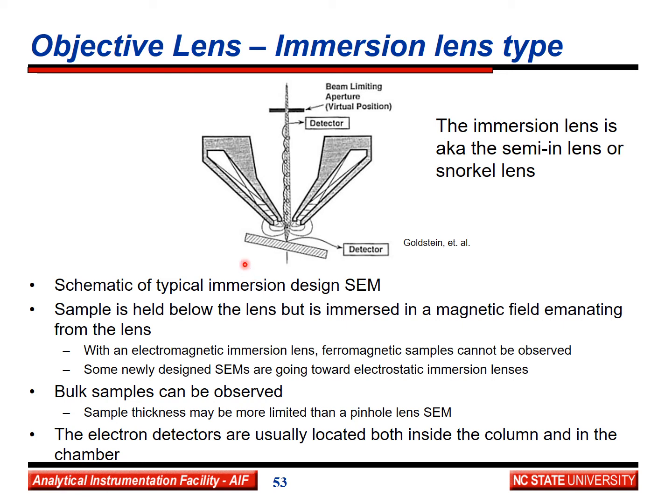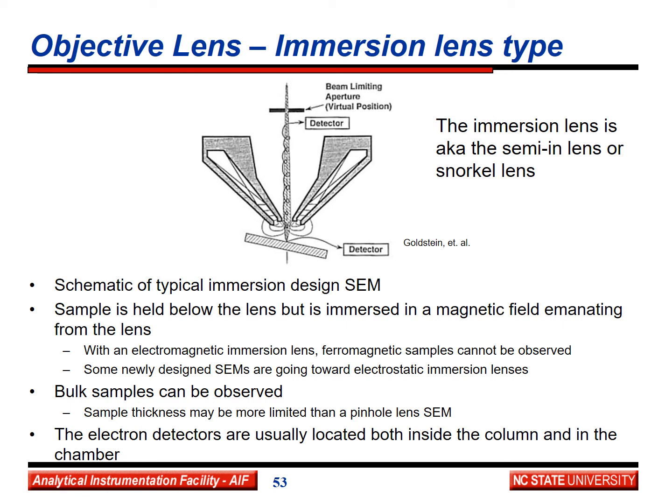Immersion lenses, a schematic of which is shown on this slide, were developed to have the best of both worlds, the potential for both a bulk sample and the ability to immerse the sample in a magnetic field from the lens. Electrons in the field spiral back up inside the column where they are detected by an in-column detector. Electrons outside the field can be detected by detectors inside the chamber.